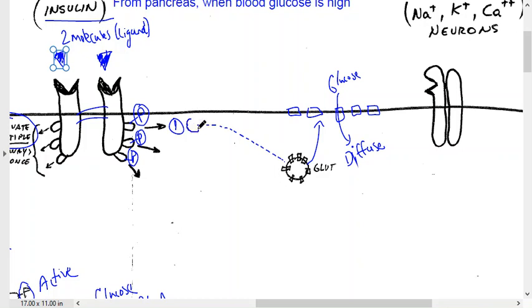This response, I didn't put it here, I forgot, is via a second messenger. So the molecule that's responsible for stimulating the GLUT vesicle is a second messenger. Right, that is a second messenger. All of these are going to be governed by second messengers. And remember that second messengers can be cyclic AMP, and they can be calcium. I'll give you a third one in a minute.